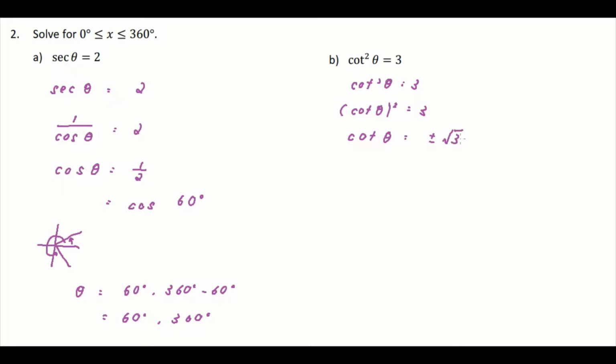Okay, so after you get this, the same thing that you need to do. Cotangent is 1 over tangent, right? So meaning what do you need to do? Tangent will become positive and negative 1 over square root 3. Same thing, by using your calculator to get your reference angle, you will be getting 30.